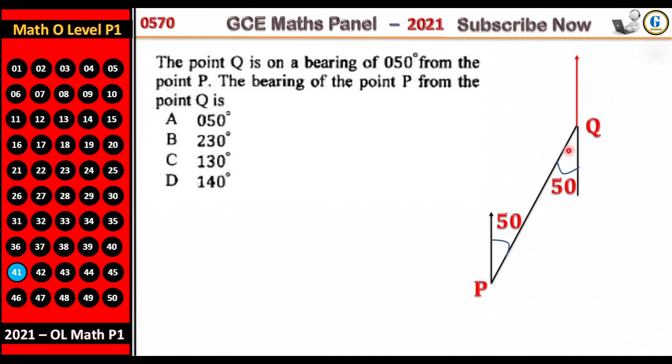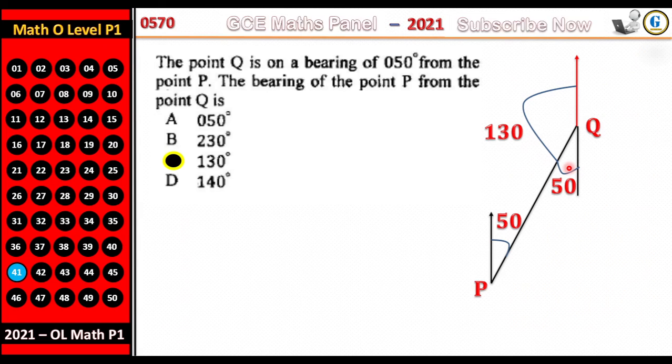Therefore the bearing of P from this point is 180 degrees plus this 50 degrees. So this angle is 130. So our bearing will be 180 plus 50, that gives us 230. Our key here is B. Be careful. Please note, our key here is B, not C. I will complain to the panel about that.